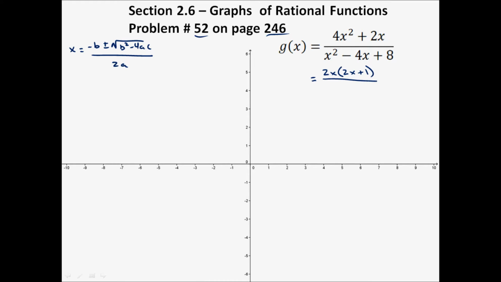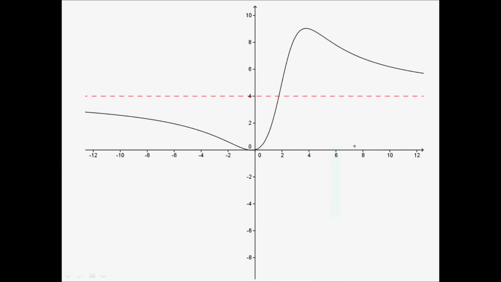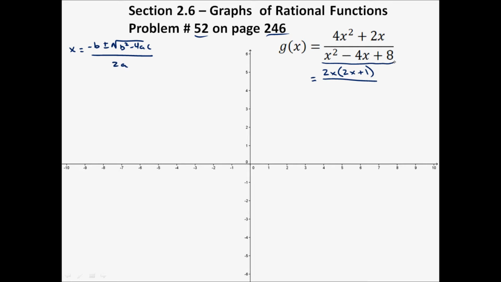Let's look ahead really quick. So let's cheat. Let's go to our calculator. Wow, this is interesting, right? No vertical asymptotes. All right, the reason there's no vertical asymptotes is because this denominator is never going to be 0.